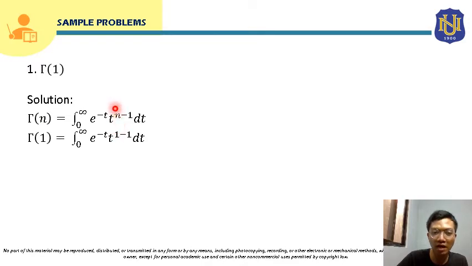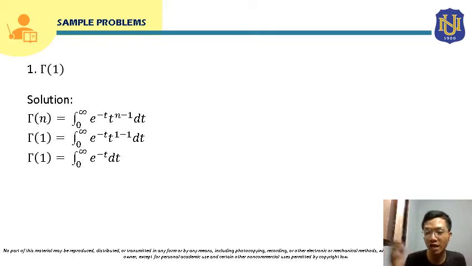So this will be n. We will substitute 1 here, so this will become 1 minus 1. That will just be 0, right? t raised to 0. And we know that t raised to 0 is actually equal to 1. Any number raised to 0 will just be 1.